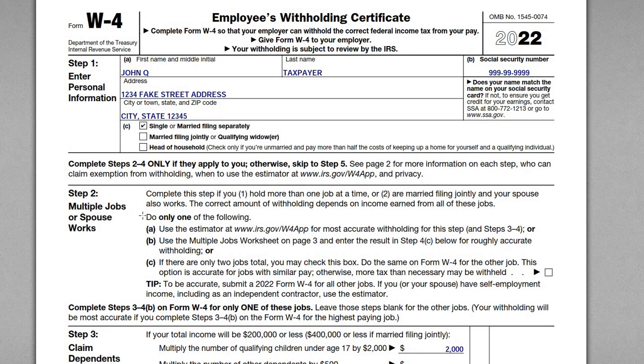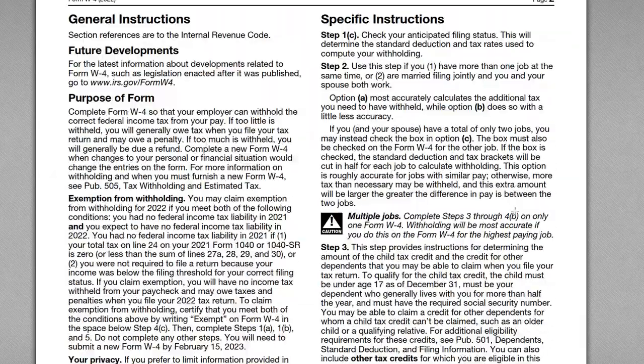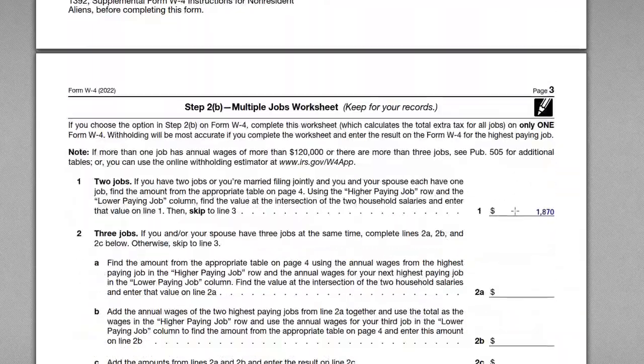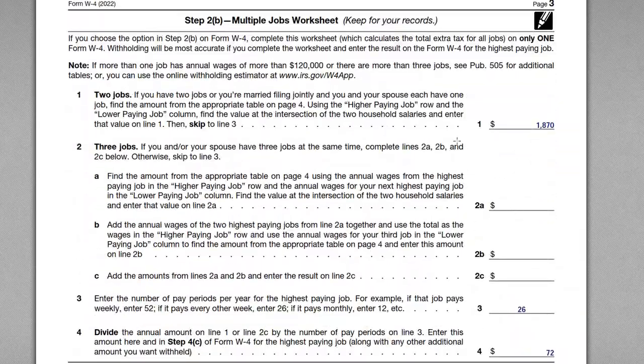So we start with step 2, multiple jobs. What they're asking here is when they say do one of the following, you should only estimate the extra withholding using one of these procedures. So what we're going to be doing is using item B, use the multiple jobs worksheet on page 3, and then enter the result in step 4. So if we scroll down to the multiple jobs worksheet, page 3, here we go, step 2B, multiple jobs.